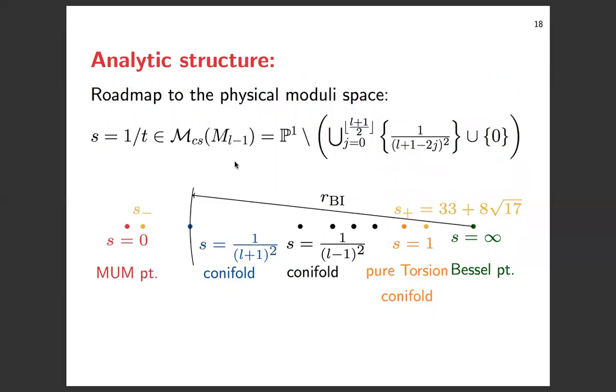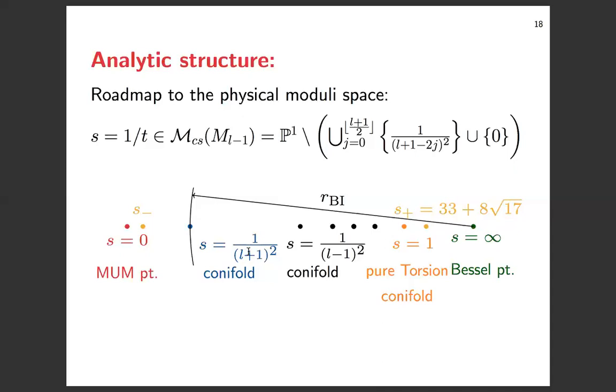But then you see, you get a differential equation. I can show you this differential equation. This differential equation has this MUM point, which is here, and it has a lot of conifold points, which are at one over squares of natural numbers.